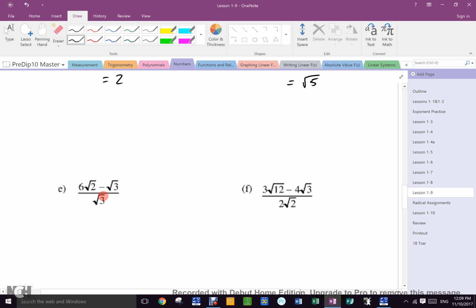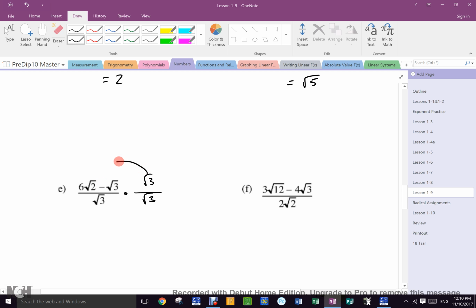What happens here? I got a binomial on top, but the denominator is still a monomial. So how do I tidy it up? I rationalize the denominator by multiplying by what? Root 3 in the denominator. But if I don't put a root 3 up there, I change the value, don't I? Knowing what you know from multiplying, what do I do when I have a monomial out here and a binomial here?